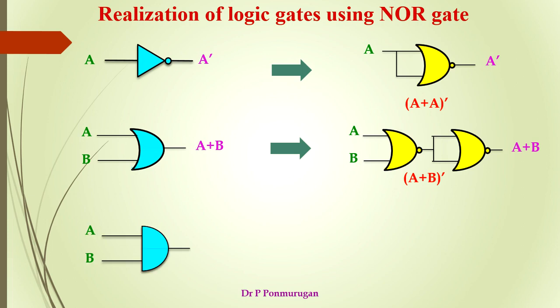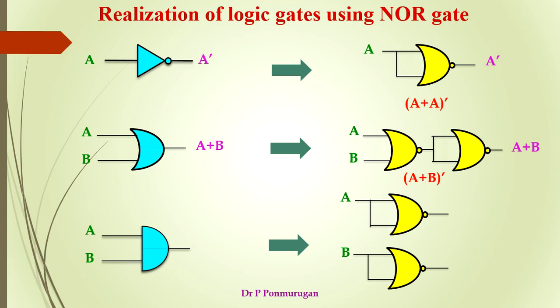Next is an AND gate. So for AND gate, we need 3 NOR gates. For the variable A, we need a NOR gate with the same input given twice, and for B also the same, and the output of both these NOR gates has to be given to the next NOR gate. So this final output will be A dot B. So this is how we realize the basic logic gates using NOR gate.